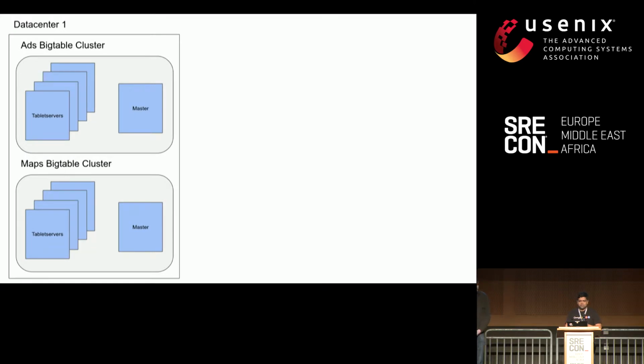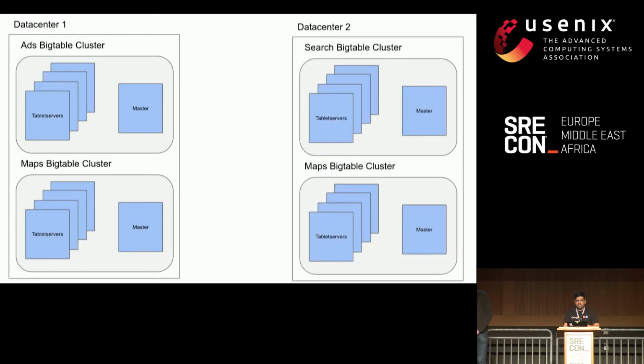So this is kind of what it looks like in practice. You can imagine that we have one data center, which might have an ads Bigtable cluster, a maps Bigtable cluster. And you may imagine that there are many more clusters as you have more Bigtable users in this cluster. And then you have this second data center. And this one might have a search cluster and another maps cluster. It also probably has many more Bigtable clusters. And you can imagine that there are way more than 2 data centers.